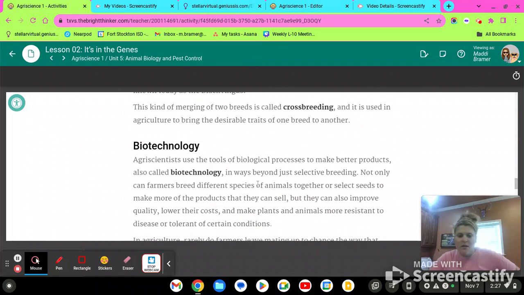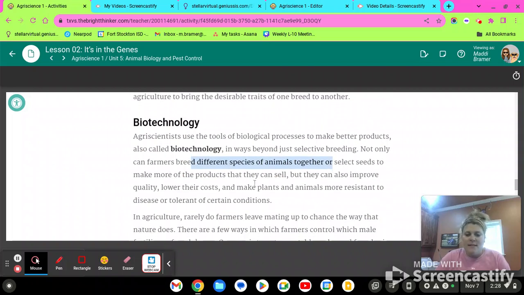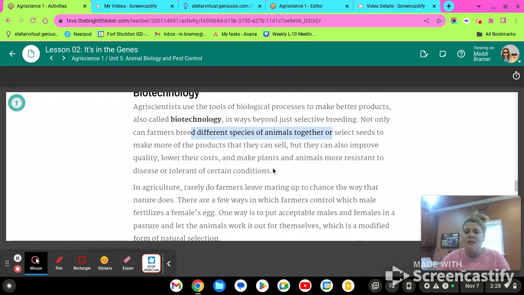So you can actually go to college and study how to manipulate these breeds, study genetics, work on creating that sex semen or recessive or dominant genes. And that's through biotechnology. Biotechnology is the tools of biological processes to make better products. Not only can farmers breed different species of animals together or select seeds to make more of products, but they can improve quality, lower cost, and make plants and animals more resistant to disease or tolerant of certain conditions.